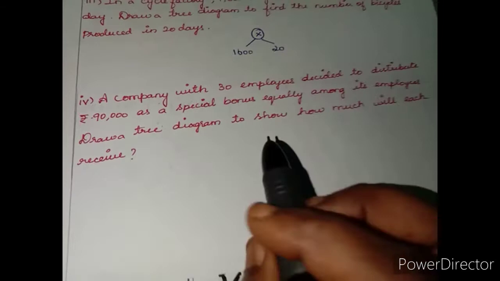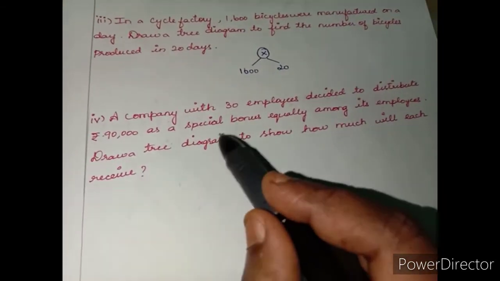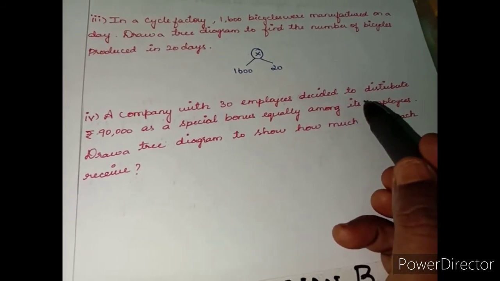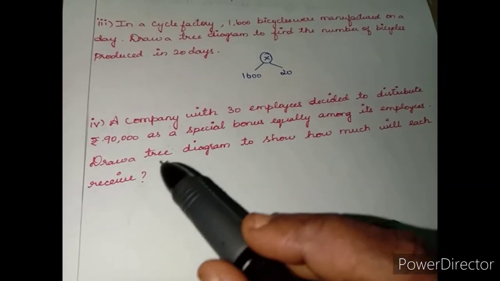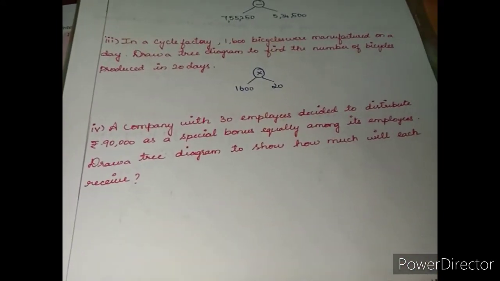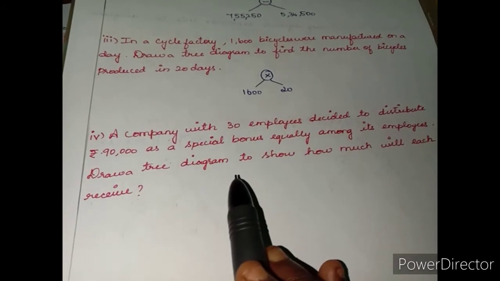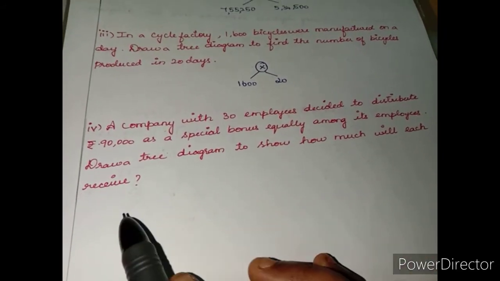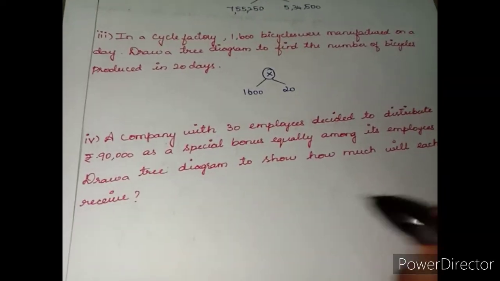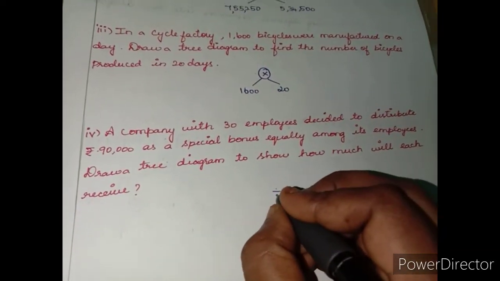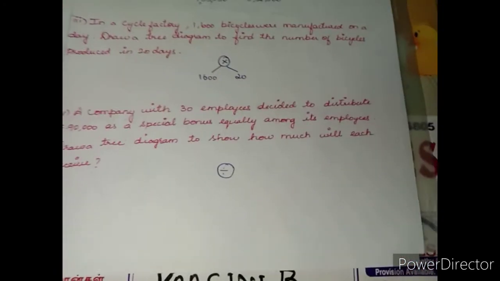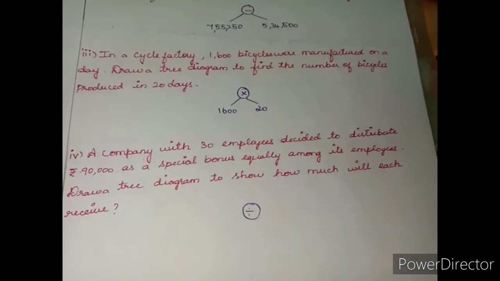The last subdivision of this question. A company with 30 employees decided to distribute rupees 90,000 as a special bonus equally among its employees. Draw a tree diagram to show how much will each receive. So it is equally shared. So what does it represent? Division. By reading the question itself, you can come to a conclusion what operation will be there.